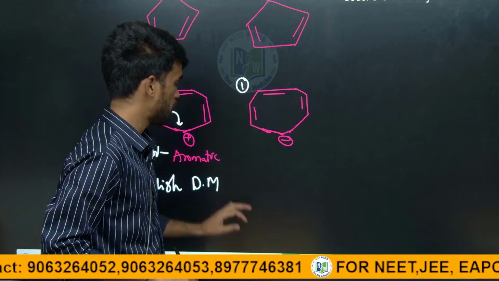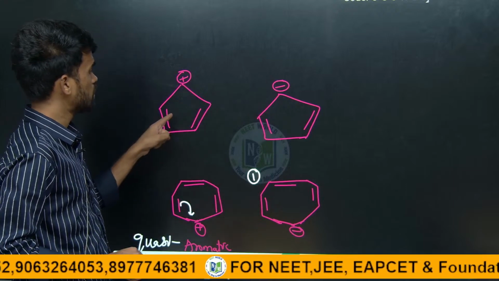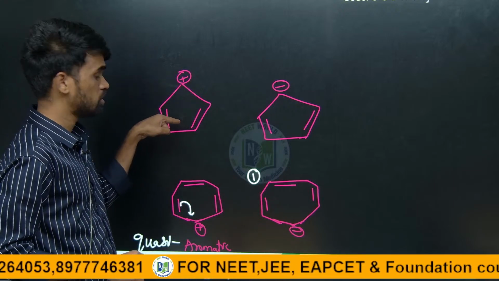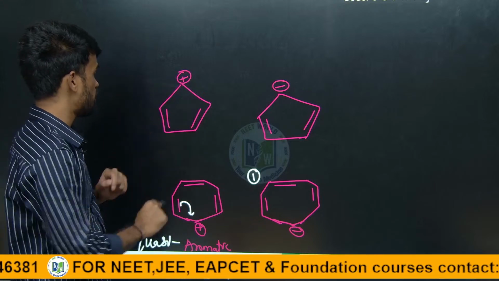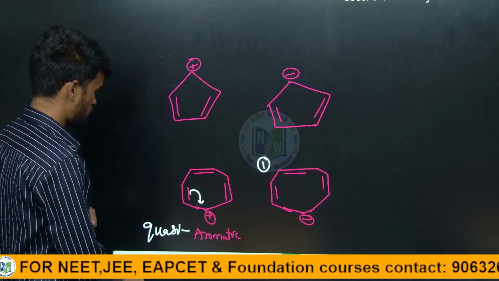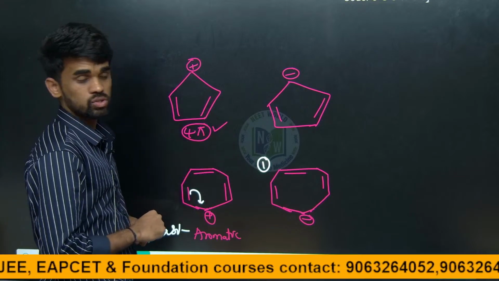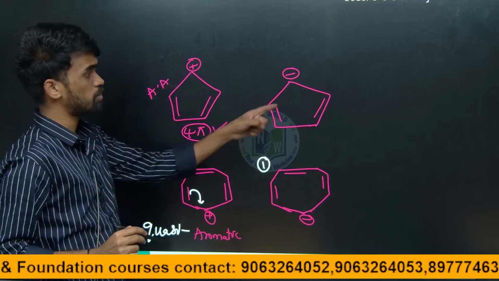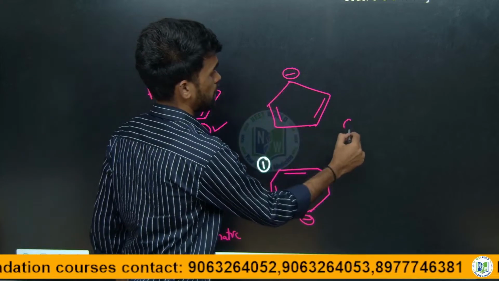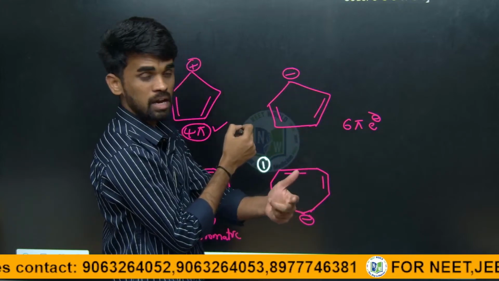The next thing is, identify out of these two. It is having, see, cyclic, planar, complete conjugation, just check here, yes. But it is having 4 pi electrons, which means an anti-aromatic number. Therefore, I can say this is anti-aromatic. Okay, what about this? It is having 6 pi electrons, following cyclic, planarity and all those things.